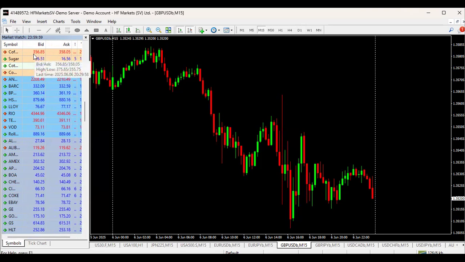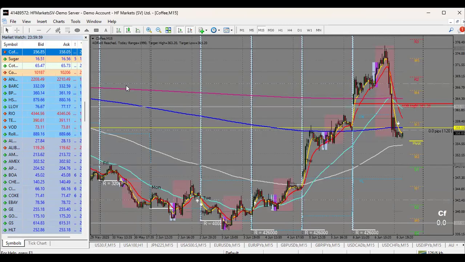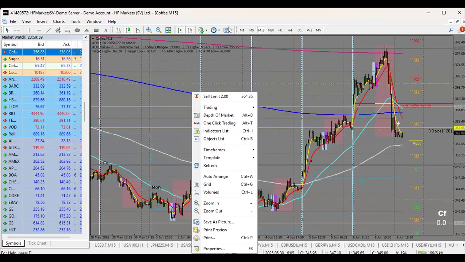So you can see the bid price is 356.85. The ask price, or the offer price, is 358.05. So you can see there is clearly a price difference between these two.